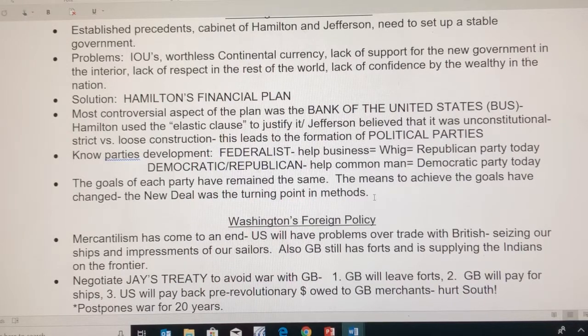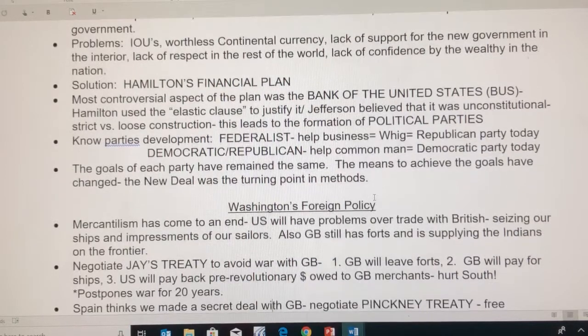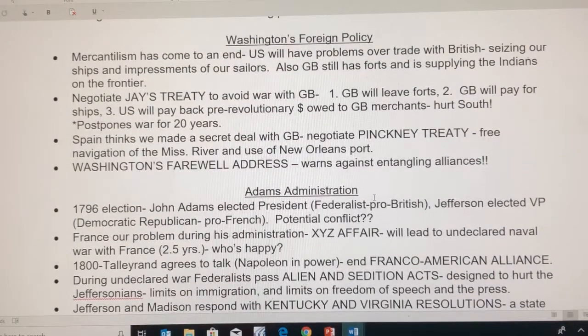Originally, the Federalists believed in big government. Today, the Republicans, who are a descendant of the Federalist Party, believe in small government and states' rights. The Democratic Republicans believed in the common man, which is what the Democratic Party believes today, but they used to believe in small government and states' rights, and we know our Democrats today believe in the means of government being a strong central government.